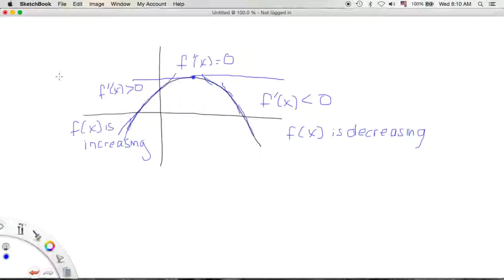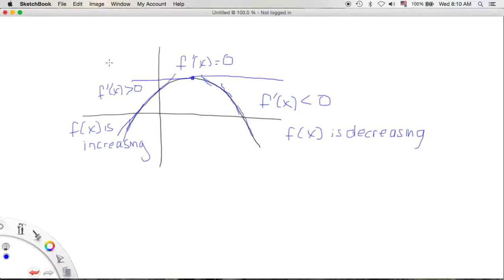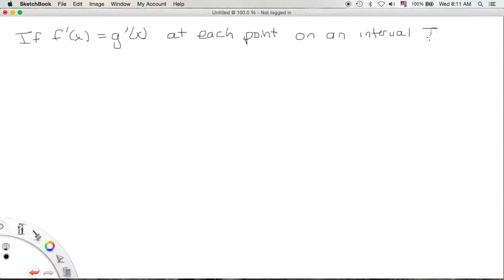This section is kind of a mishmash. So we've got the mean value theorem, a review of increasing and decreasing, and then there's one last thing that we're going to introduce that's kind of pivotal to the second half of calculus. If we have a derivative f prime of x and it's equal to another derivative g prime of x at every point on an interval, let's just call it I.